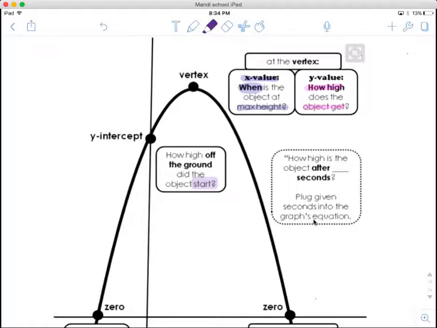Like if you're shooting a basketball, you're not laying on the ground to shoot it, probably. You're standing up. So where it starts is not at ground level. But if you were shooting a rocket, that might actually start at ground level, so then it would start at 0. So depending on the situation depends on where your y-intercept is and where the object being launched starts.